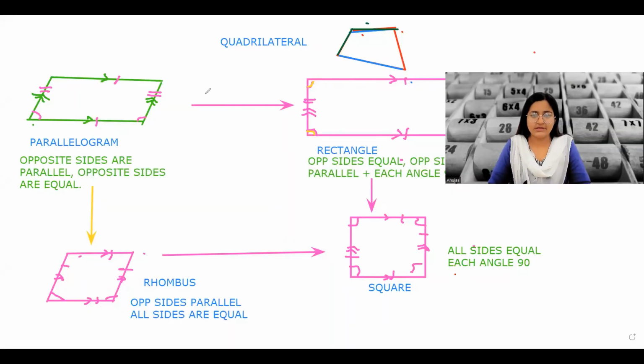So class, till now we have studied the basic properties of the quadrilaterals. Now we are going to study the diagonals. I hope you remember what diagonals are. Okay, so let me start with it. What is a diagonal? A diagonal is a line which joins opposite vertices of a quadrilateral. Okay, so let me draw one diagonal in this quadrilateral for you here.